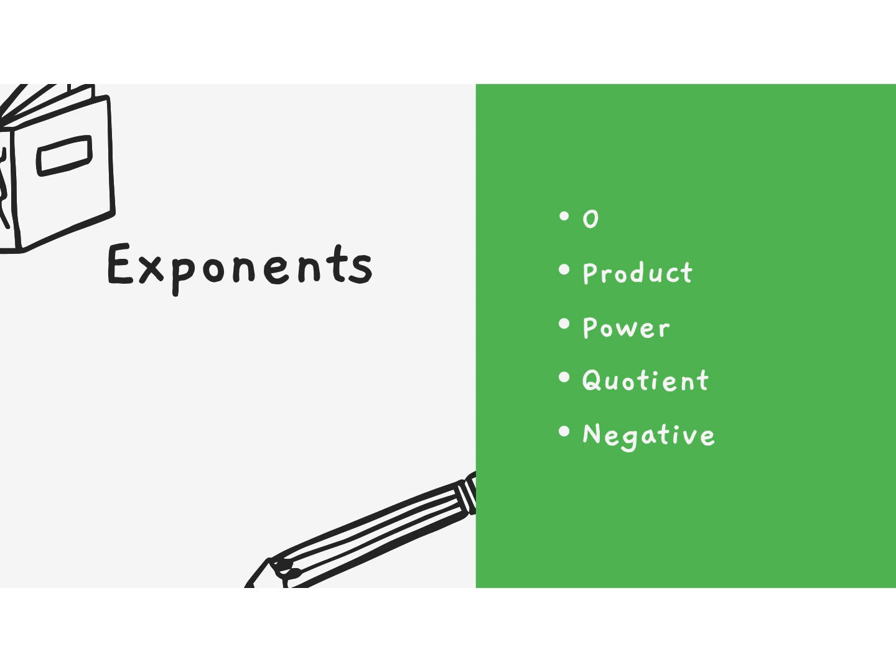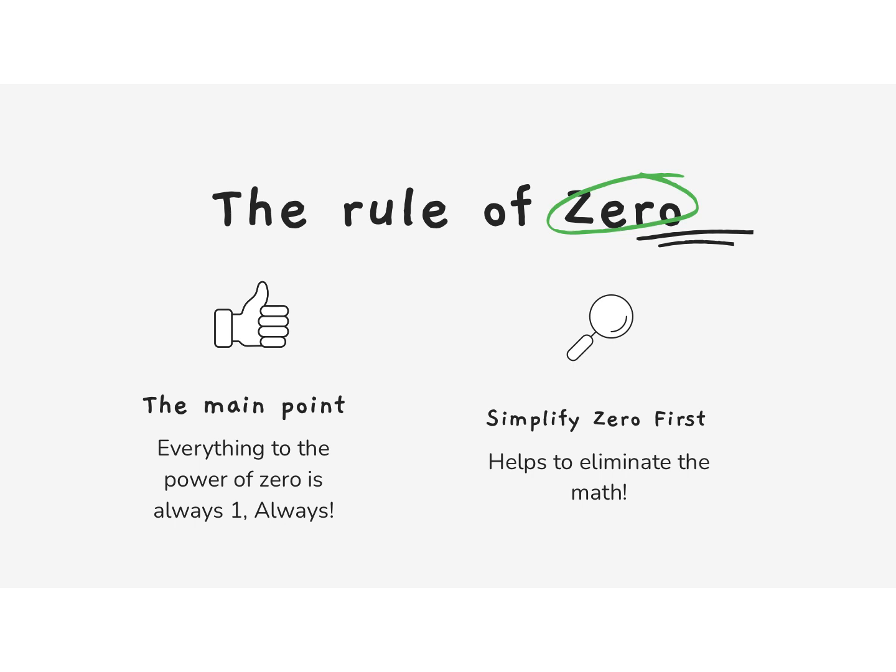So let's get started. The rule of zero, basic rule of zero, the main point is that everything, and I certainly do mean everything, that is raised to the power of zero is always one. It is always one. There's a lot of discussion that goes on about what happens when zero is raised to the power of zero, but we are not going to discuss that.